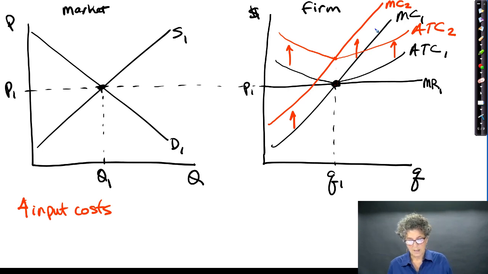All right, what does that mean? I haven't shown you the market yet. I'll get there. The typical firm in the industry is now going to produce the quantity where marginal revenue equals marginal cost. So the typical firm in the industry is going to produce at the intersection of MR1, because the marginal revenue hasn't changed, and the marginal cost curve, and that's quantity Q2.